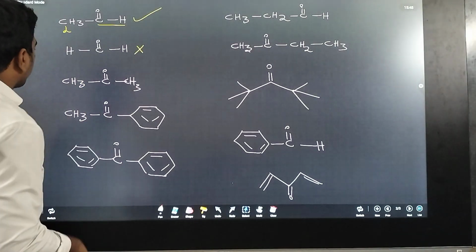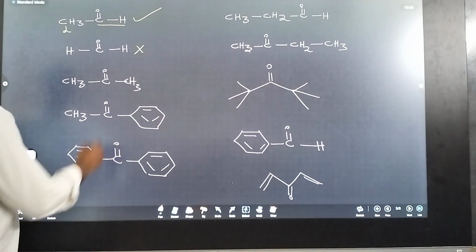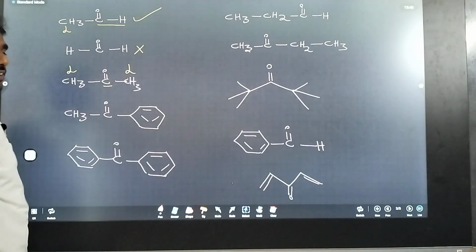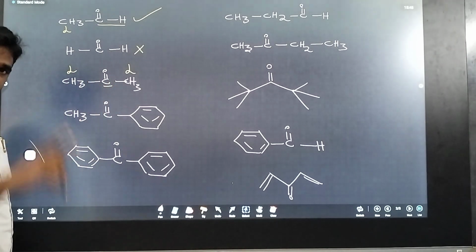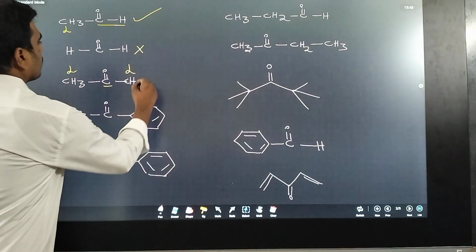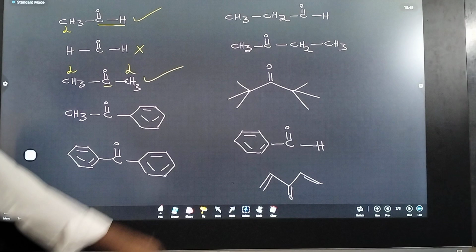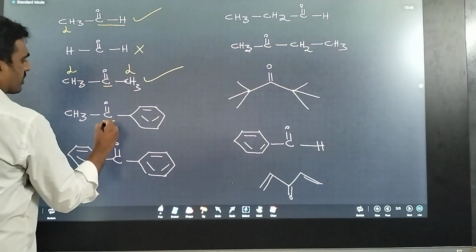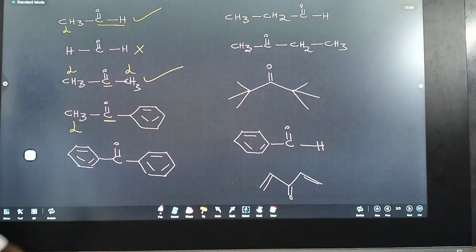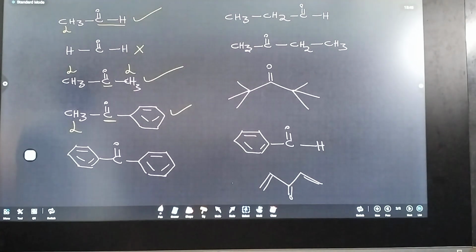One more example. Here this is acetone. This is the functional group. This is also an alpha carbon, and this is also an alpha carbon. The alpha carbon must be sp3 hybridized. So that's why it also participates in aldol condensation. Here the adjacent carbon is alpha, and three alpha hydrogens are there. That's why this also participates in aldol condensation.